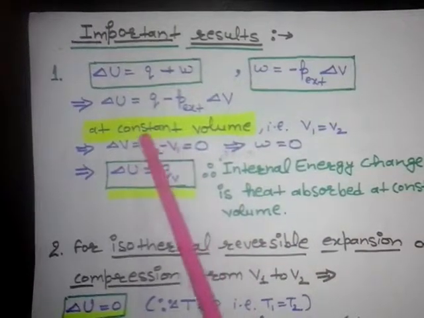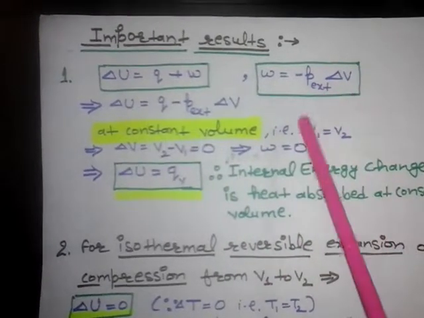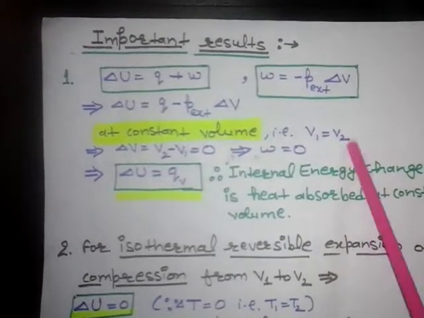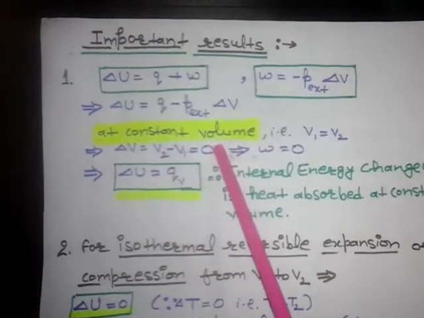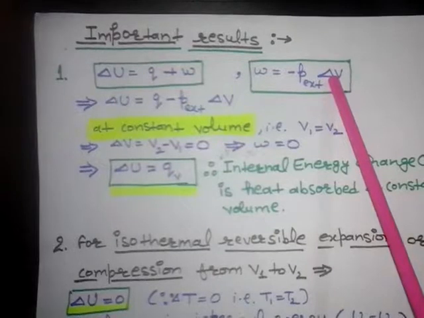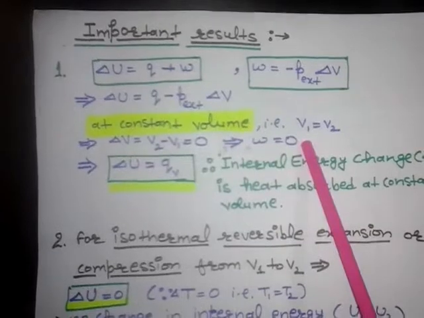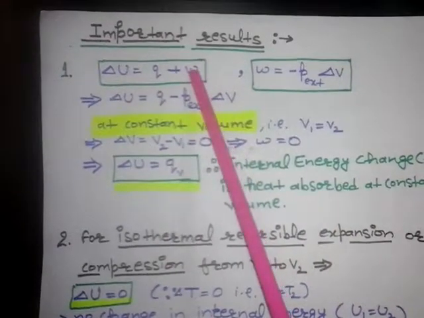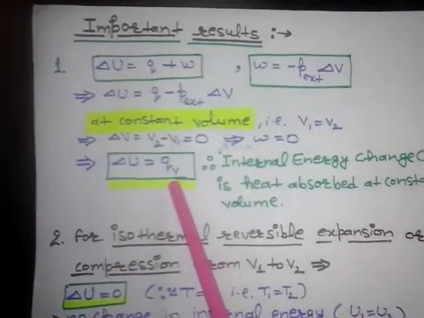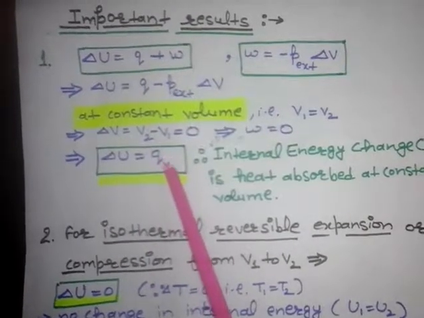And at constant volume, that is delta V is equals to 0, that means V1 is equals to V2. When both are same, then delta V, that is V2 minus V1, becomes 0. And when delta V becomes 0, W becomes 0. No work is done. Okay. When no work is done, delta U becomes Q. So at constant volume, the change in internal energy is equals to heat absorbed.